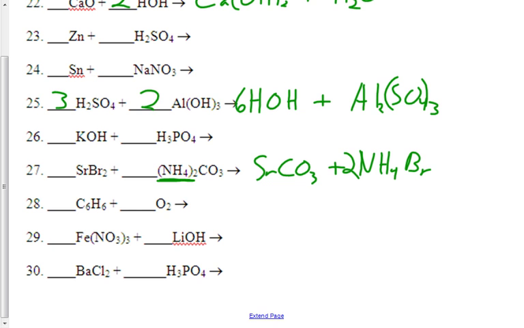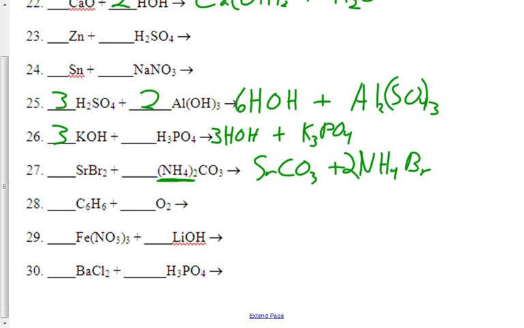Okay, so potassium hydroxide with hydrogen phosphate. Again, here are the two metals, hydrogen and potassium. So when we swap, we end up with water plus a salt, which is KPO4. Remember, the PO4 is -3, so we drop that down to here. We have K3PO4, which means we need to put a 3 here, and then a 3 there, and that will make everything work.